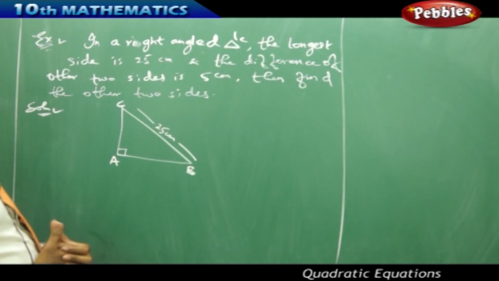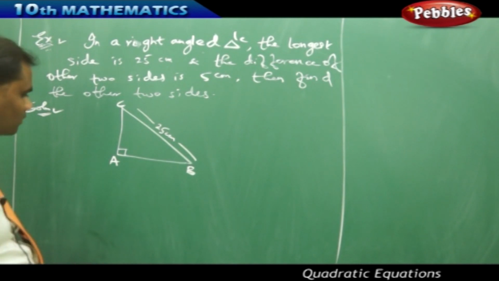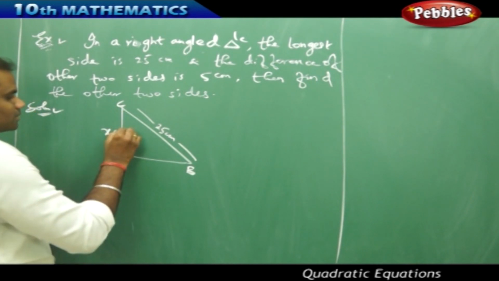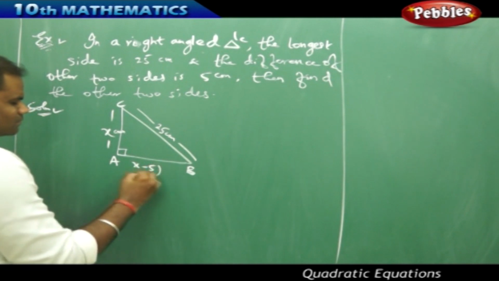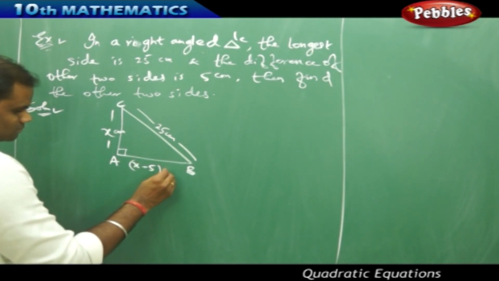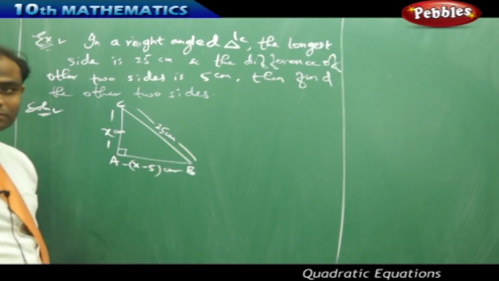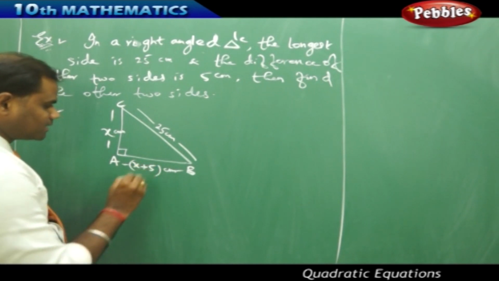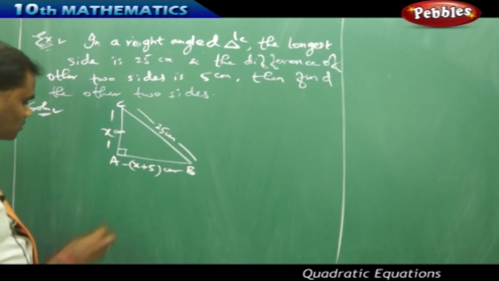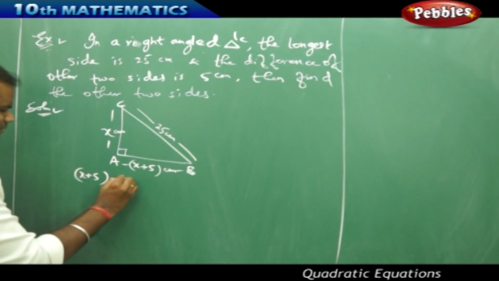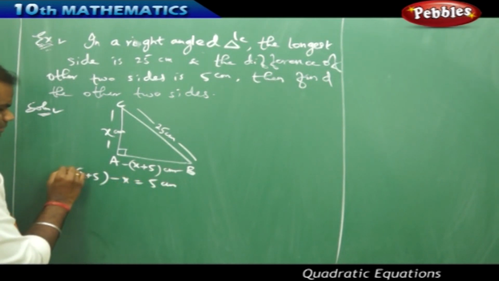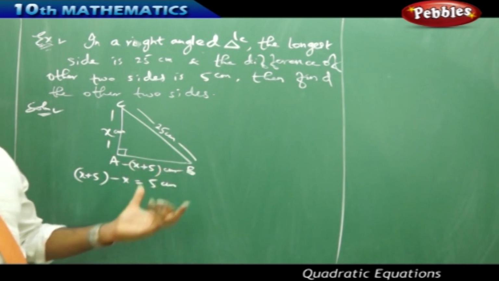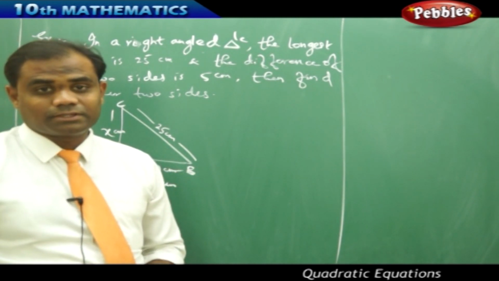Also, it is given that the difference of other two sides is 5 centimeters. Therefore, if one of them I take as x centimeters, then this would be x plus 5 centimeters. So the difference is 5. Therefore, one of them I take as x plus 5 and one as x, so that the difference of x plus 5 minus x would give me 5 centimeters. Is how I get the dimension. If one of them I take as x, the other would be x plus 5. The difference giving me 5 centimeters.